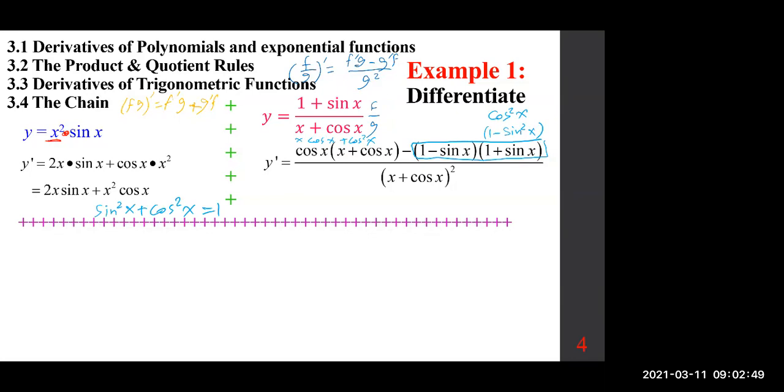And so with that being the case, now what do we have? Take a look. We have cosine squared x, and then this is a negative sine and cosine squared x. They cancel each other, so the numerator has nothing but x cosine x. And you don't have to square the bottom, you're done. Okay, so that's simple.